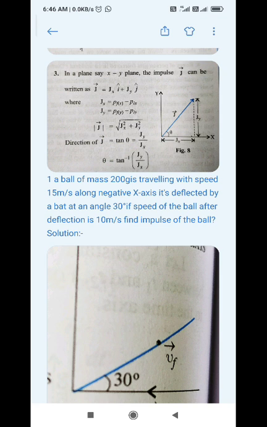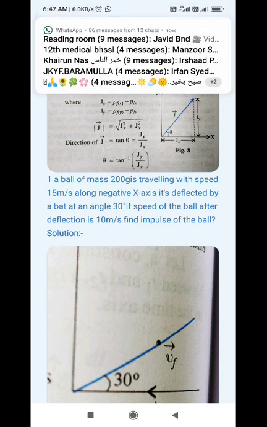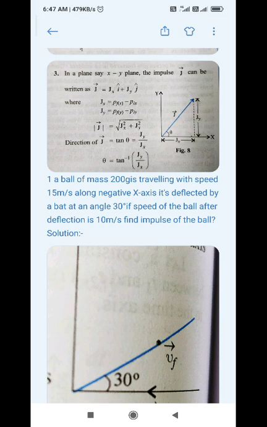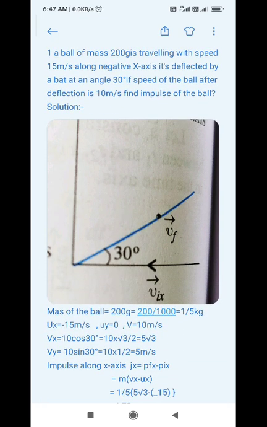Now we consider a ball of mass 200 grams traveling with a speed of 15 meters per second along the negative x-axis. It is deflected by a bat at an angle of 30 degrees. If the speed after the deflection is 10 meters per second, we find the impulse on the ball. You see the figure. The initial velocity is along negative x. The final velocity is along the blue line Vf, and the angle is between them.